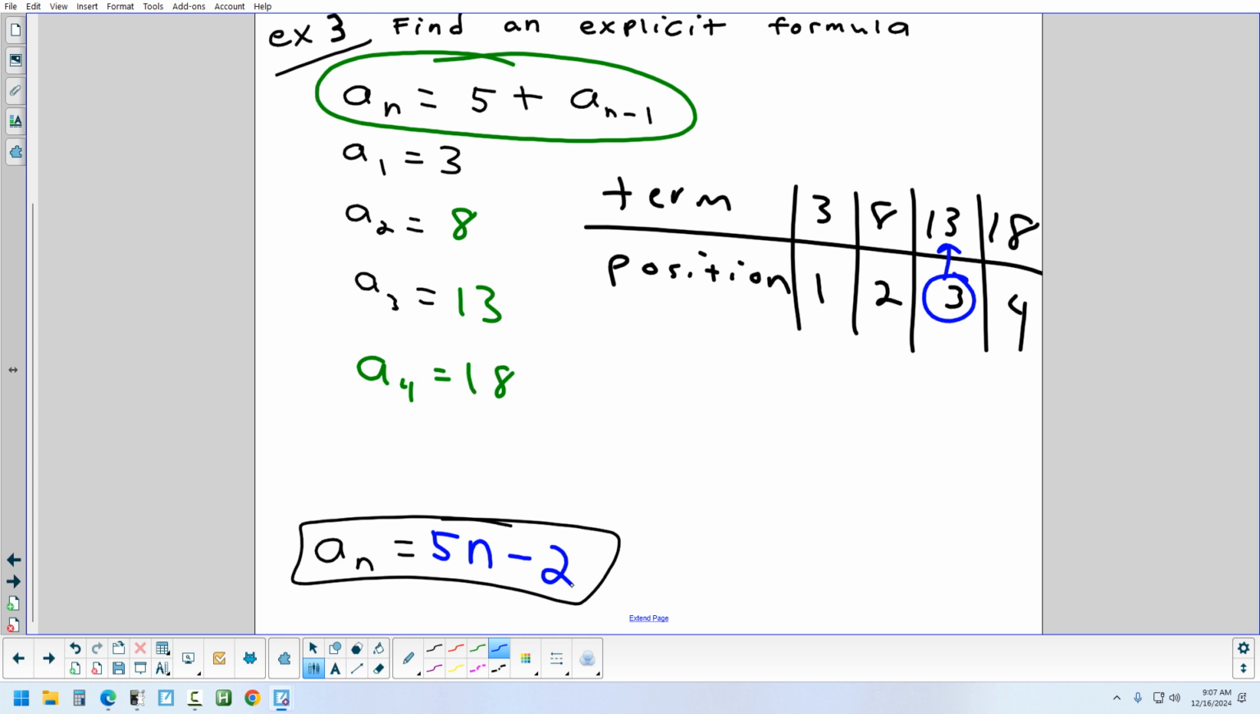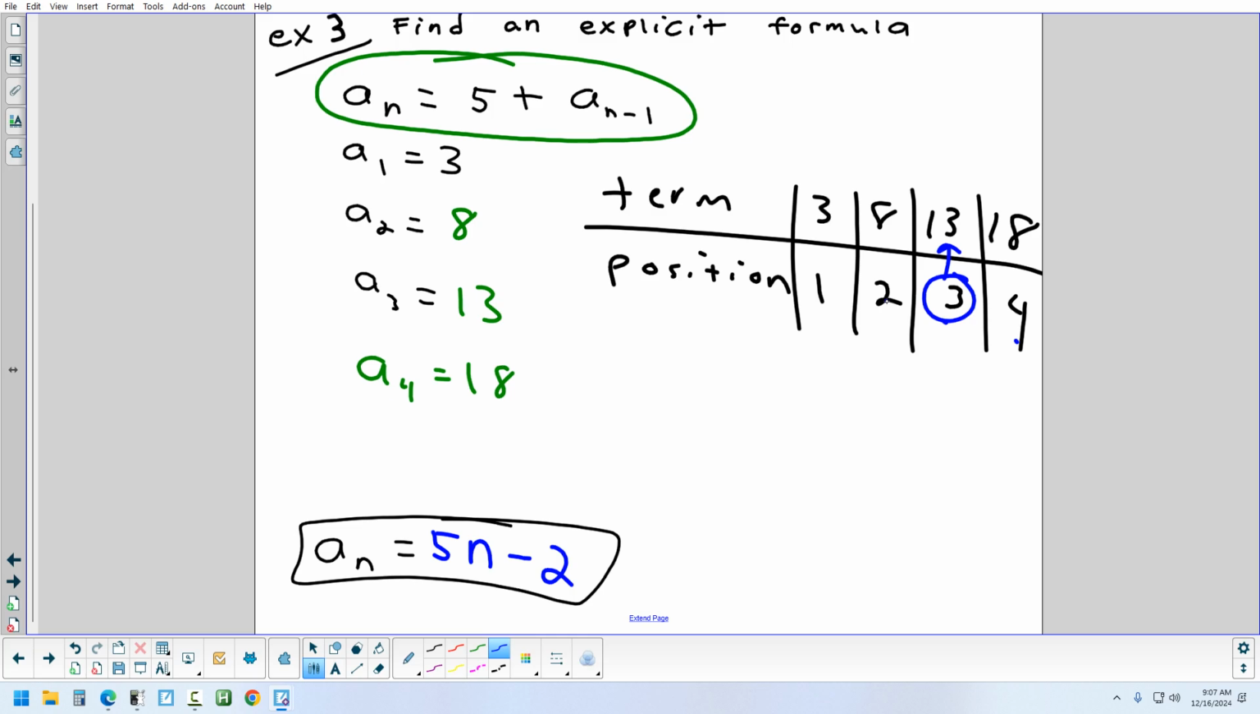3 times 5 is 15. Take away 2 is 13. 4 times 5 is 20. Take away 2 is 18. 2 times 5 is 10. Take away 2 is 8. Now, how did you figure that out? Did you use a formula? How did you figure out it was times 5 and then minus 2?